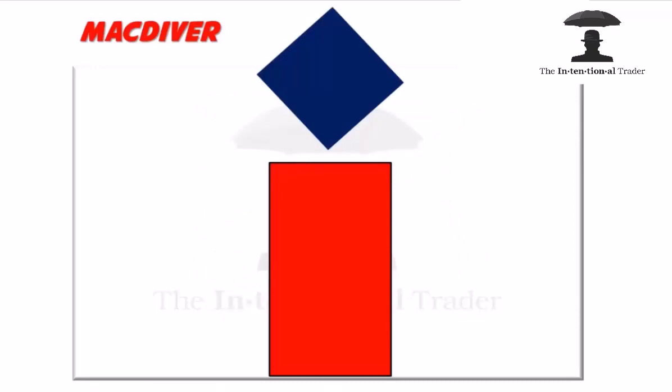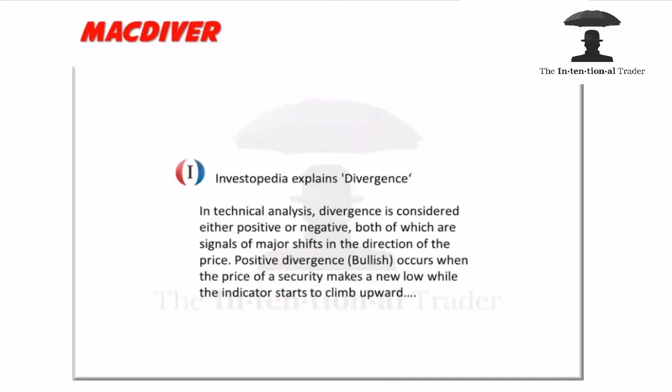Divergence is one of the most powerful technical analysis styles of trading, but is oftentimes misused or underused because it's very difficult to read in many circumstances.